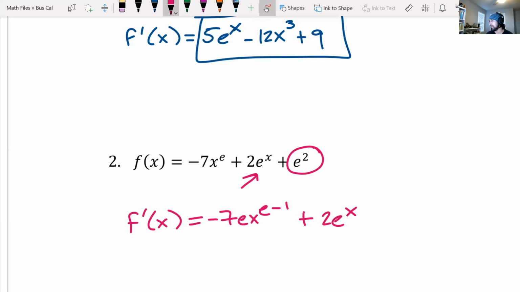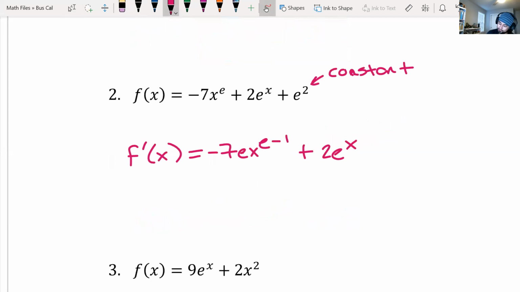So what's the derivative of any constant? 0. So the derivative of e squared is just 0 because it's a number. Do you see any variables on e squared? And when I say variables, I mean x, y, z, or anything like that? No. So therefore, it's a constant. Here, I'll just write that in. That is a constant. All right, there you go. There's your derivative. Not bad.